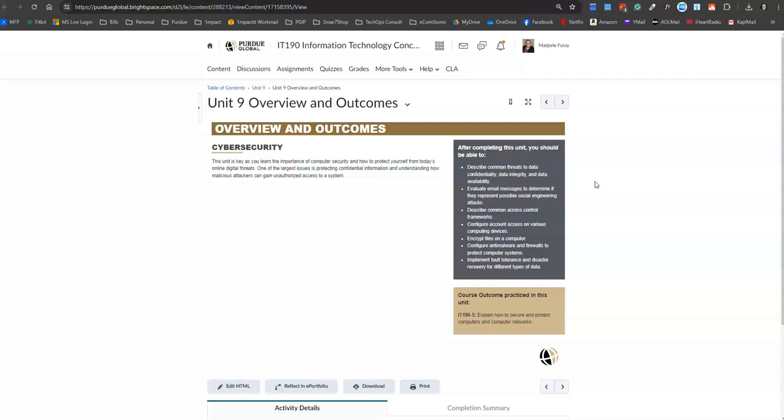Evaluate email messages to determine if they represent possible social engineering attacks. Describe common access control frameworks. Configure account access on various computing devices. Encrypt files on a computer. Configure anti-malware and firewalls to protect computer systems, and implement fault tolerance and disaster recovery for different types of data.